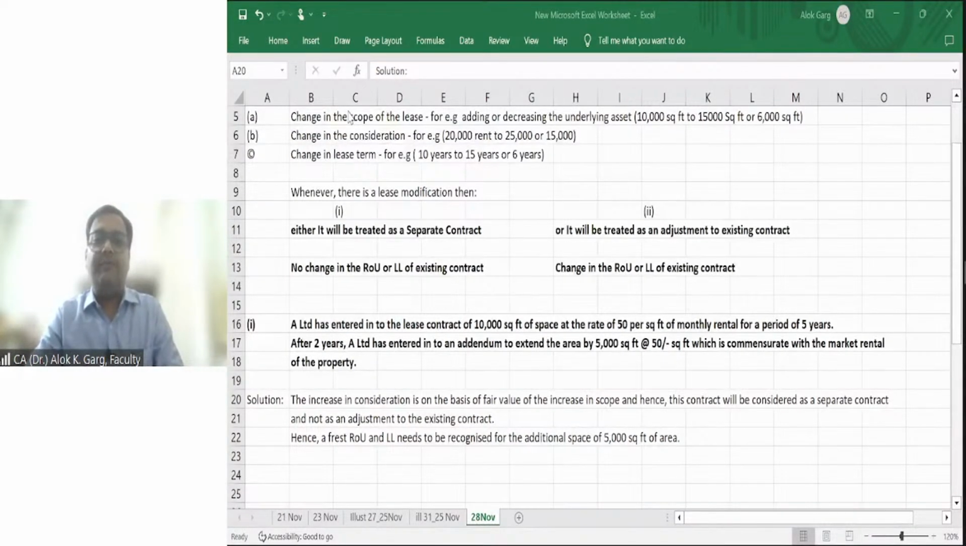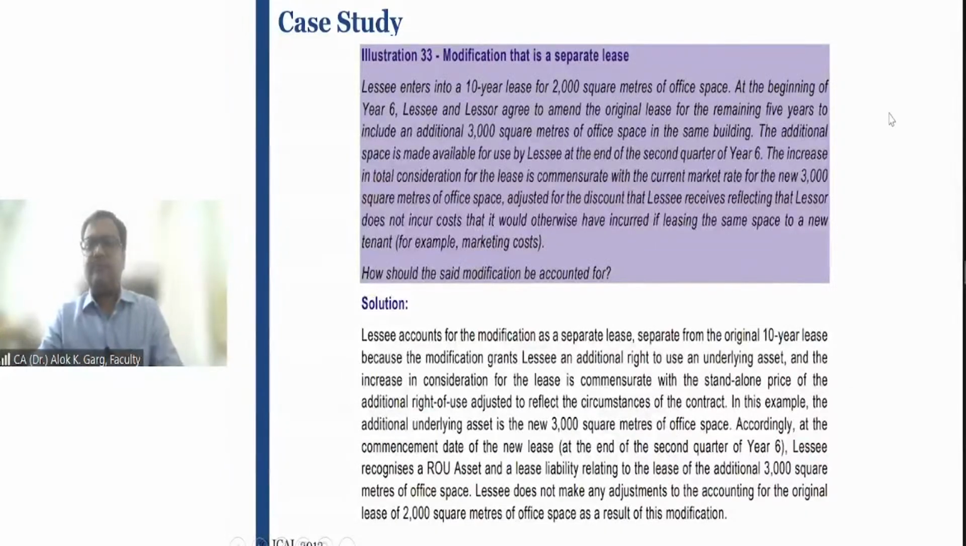And now I'm going back to the PPT. Let's discuss this question also. Then we will move further. Lessee enters into a 10-year lease for 2,000 square meter of office space. This is a 10-year lease term, 2,000 underlying asset.